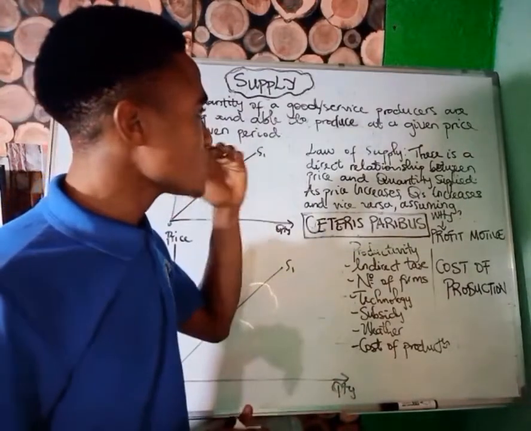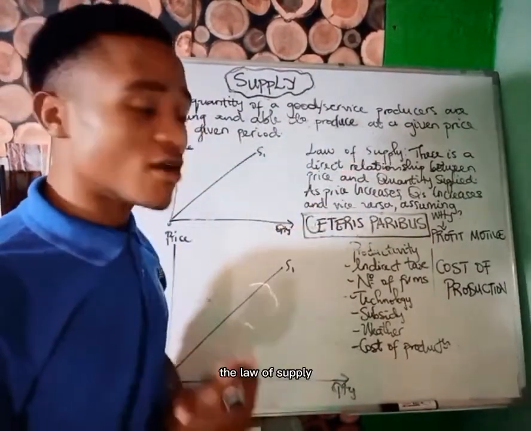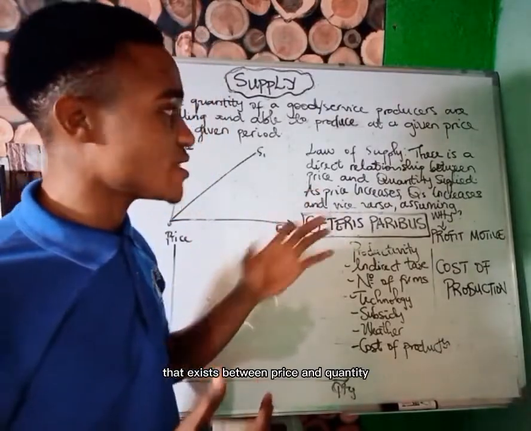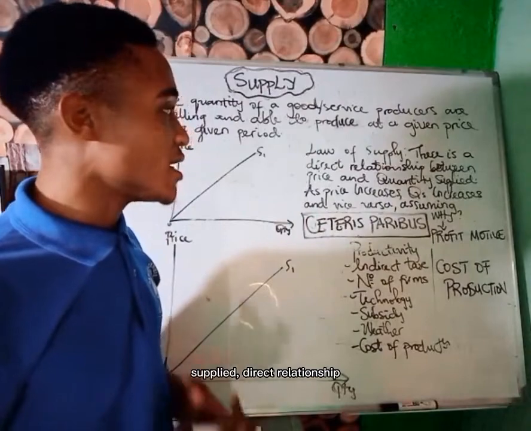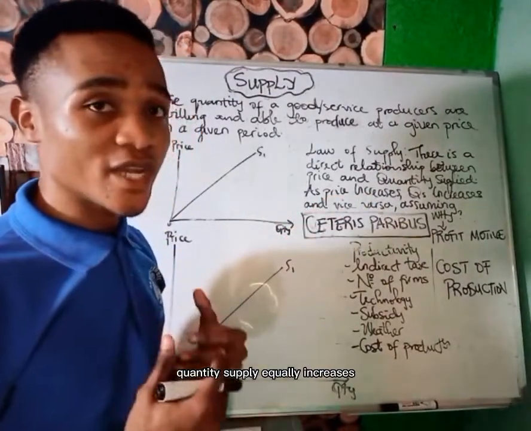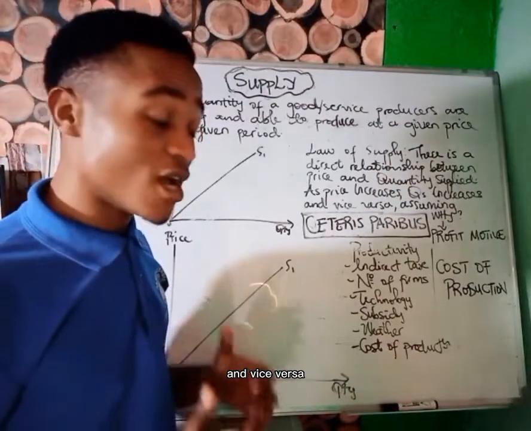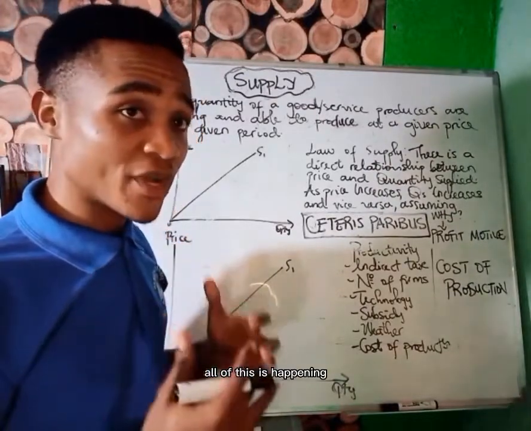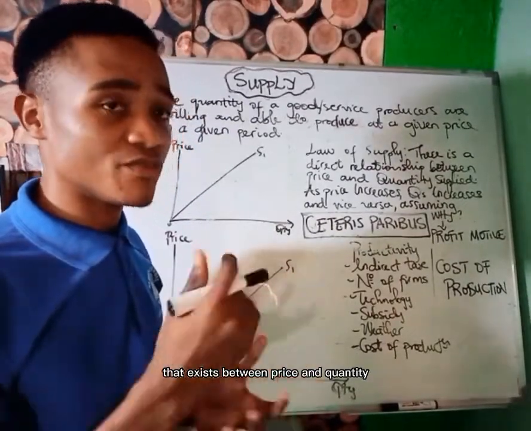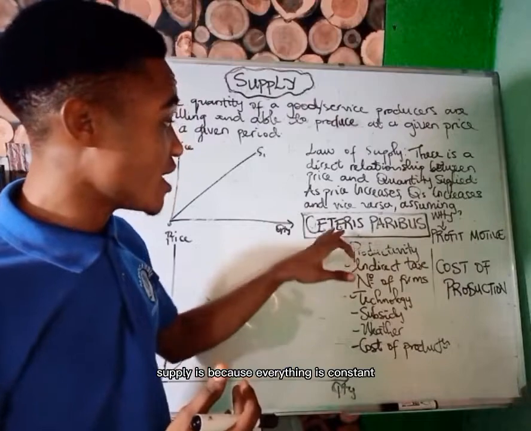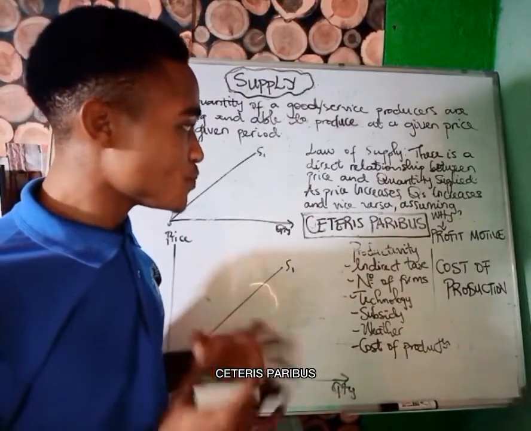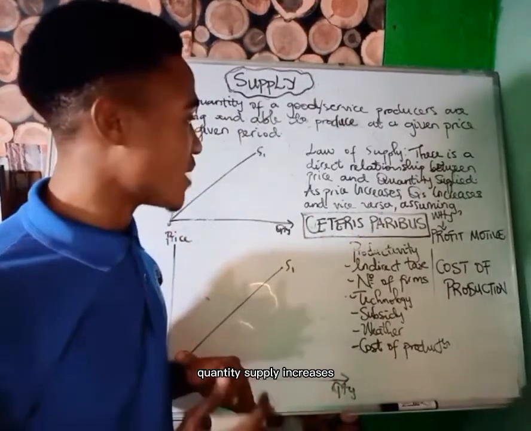So that is supply. What is the law of supply? The law of supply states that there is a direct relationship between price and quantity supplied. Direct relationship, what does this mean? It means that as price increases, quantity supplied equally increases and vice versa. All of this is happening assuming this isolated relationship between price and quantity supplied holds because everything else is constant. In other words, ceteris paribus. As price increases, quantity supplied increases.